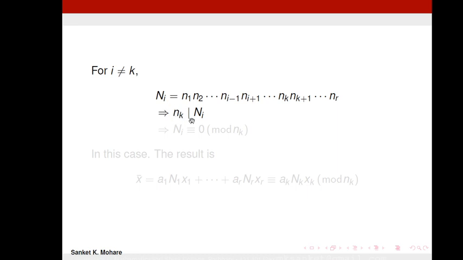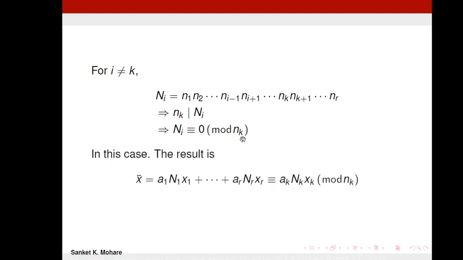This implies nk divides capital Ni. So as small nk divides capital Ni, capital Ni is congruent to 0 modulo nk. In this case, the result is x bar equals a1 N1 x1 plus and so on plus ar Nr xr, which is congruent to ak Nk xk modulo nk.